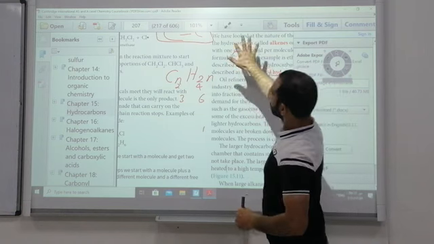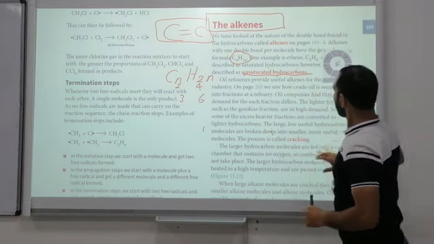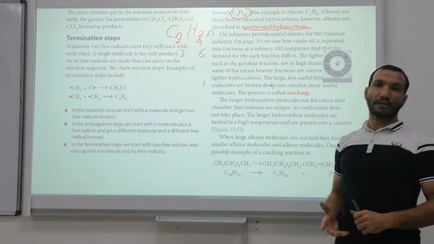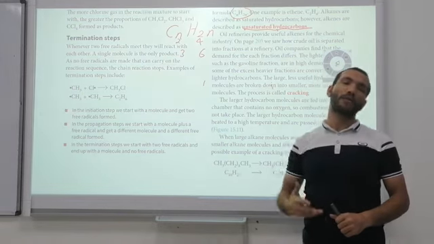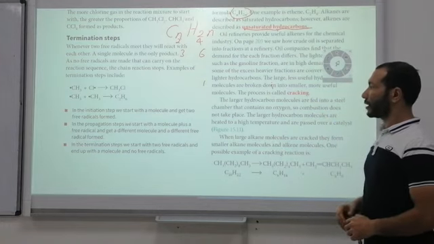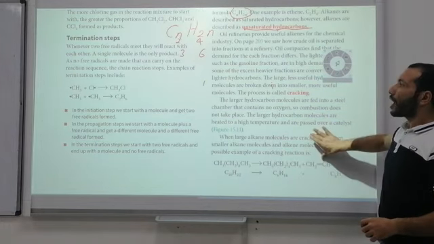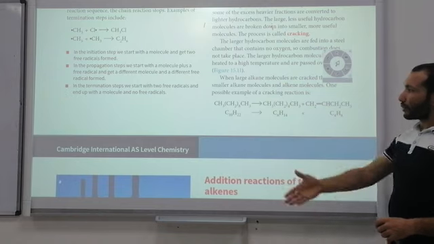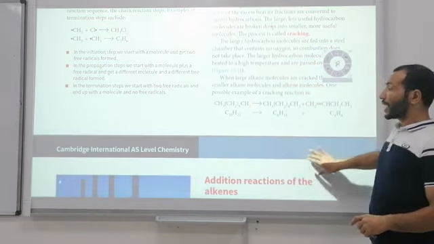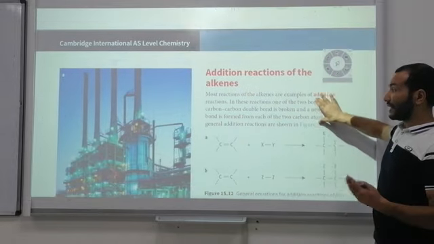How can we get the alkenes? How can we prepare alkenes? Number one, by cracking. By the cracking of other hydrocarbons in the lab, we can prepare alkenes.